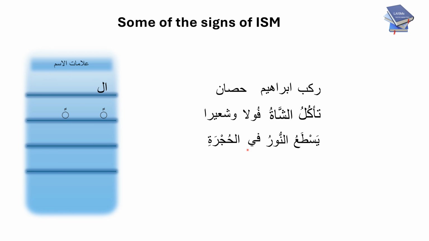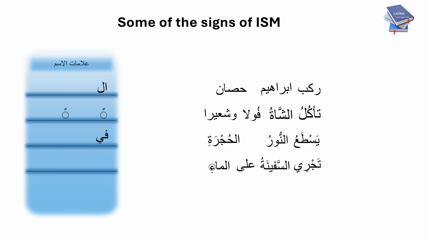Another sign is the entry of huruf al-khafd. There are many, but since we are in the introductory stage, let's just focus on this example. يسطع النور في الحجرة. So fi is one of the signs of ism. تجري السفينة على الماء. So this is in the state of khafd, which consequently accepts kasra. So this is a khafd, and we have a kasra.